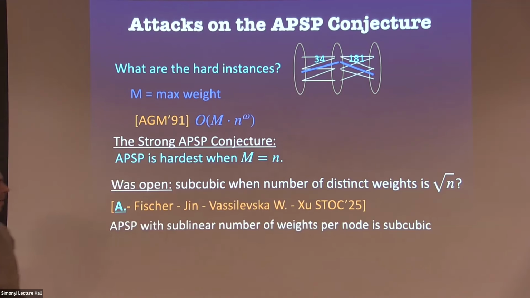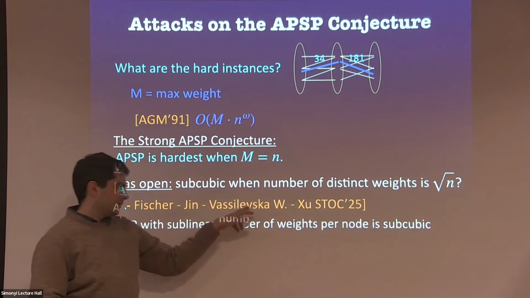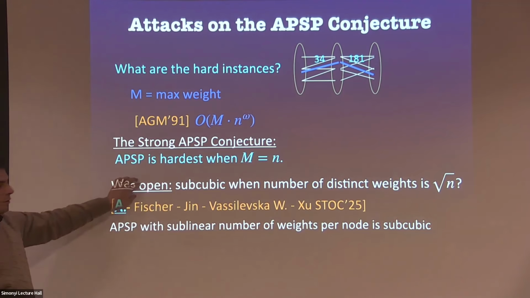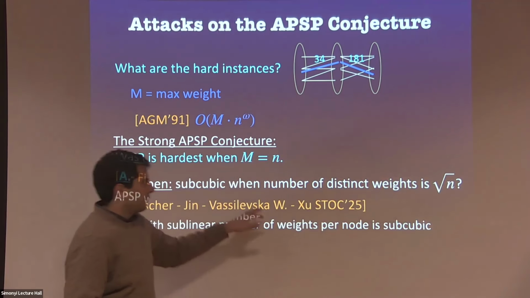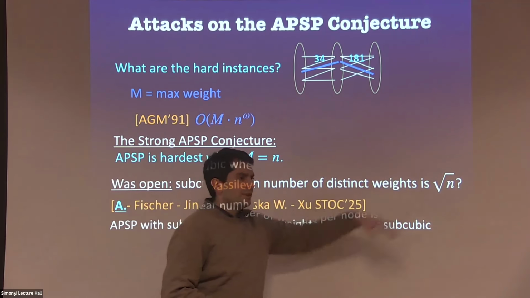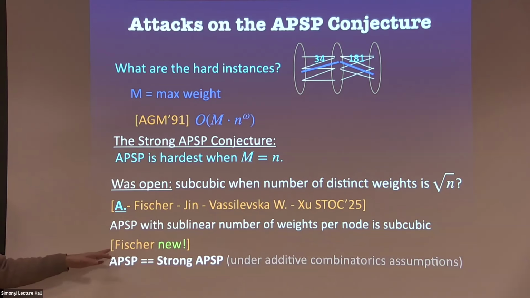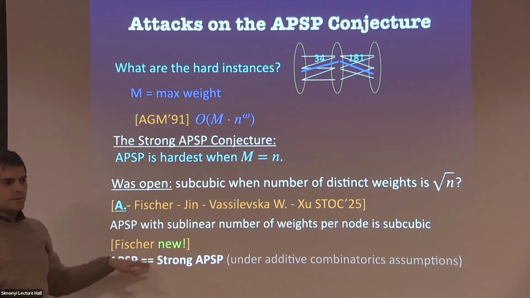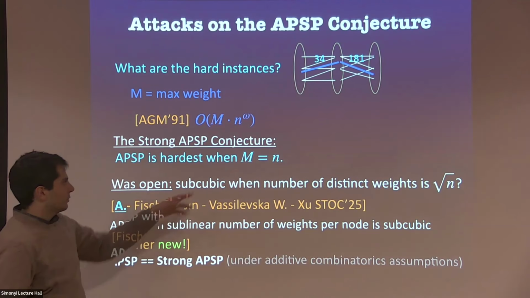We didn't know. Recently, with Nick Fischer, Virginia, and Xu, we answered this question. We showed that, yes, it's easy when the number of distinct weights is small: if the number of distinct weights is sublinear, then it's already easy. And very recently, in a paper I'm super excited about by Nick, he showed that APSP and strong APSP are equivalent.